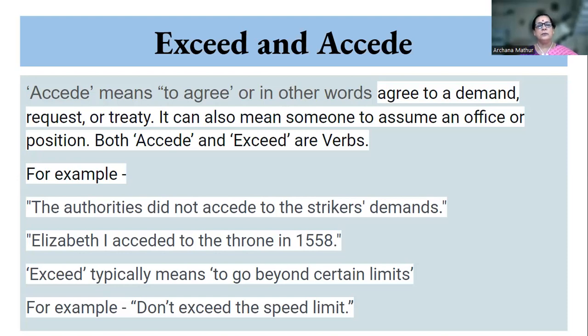So, like here I've given you examples. The authorities did not accede to the strikers' demands. That is, there were some unsocial people who had put up certain demands, but the authorities did not accede. They did not give in to the demands. Elizabeth I acceded the throne in 1558. This is not the Queen Elizabeth who passed away recently.